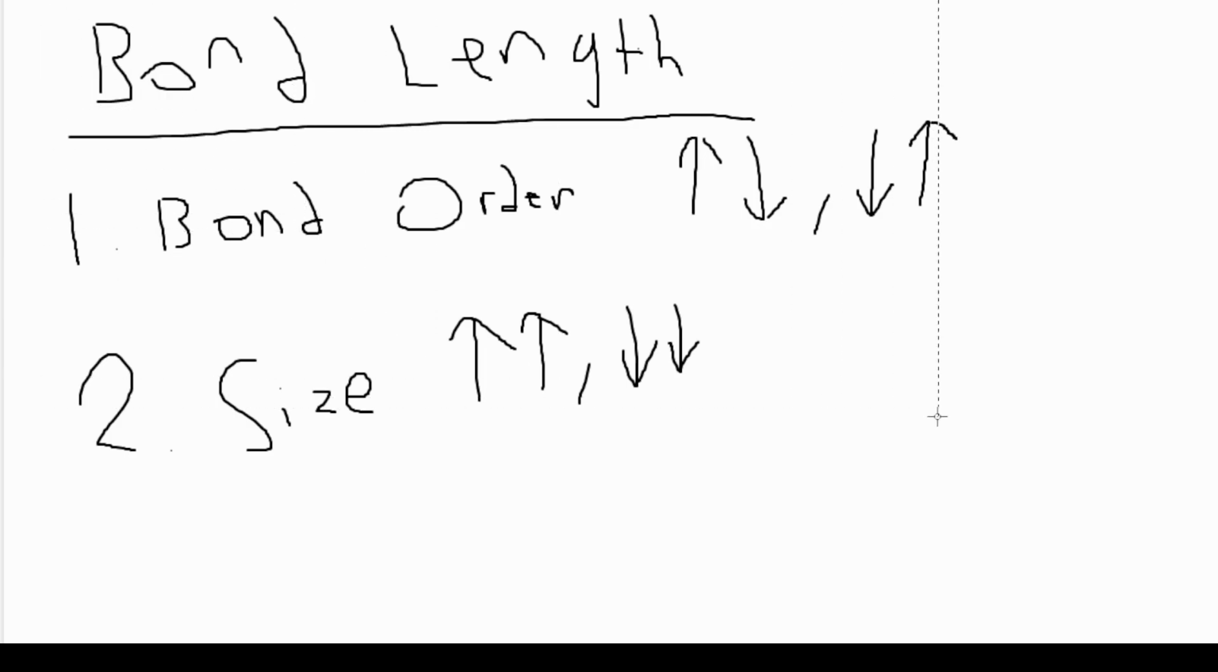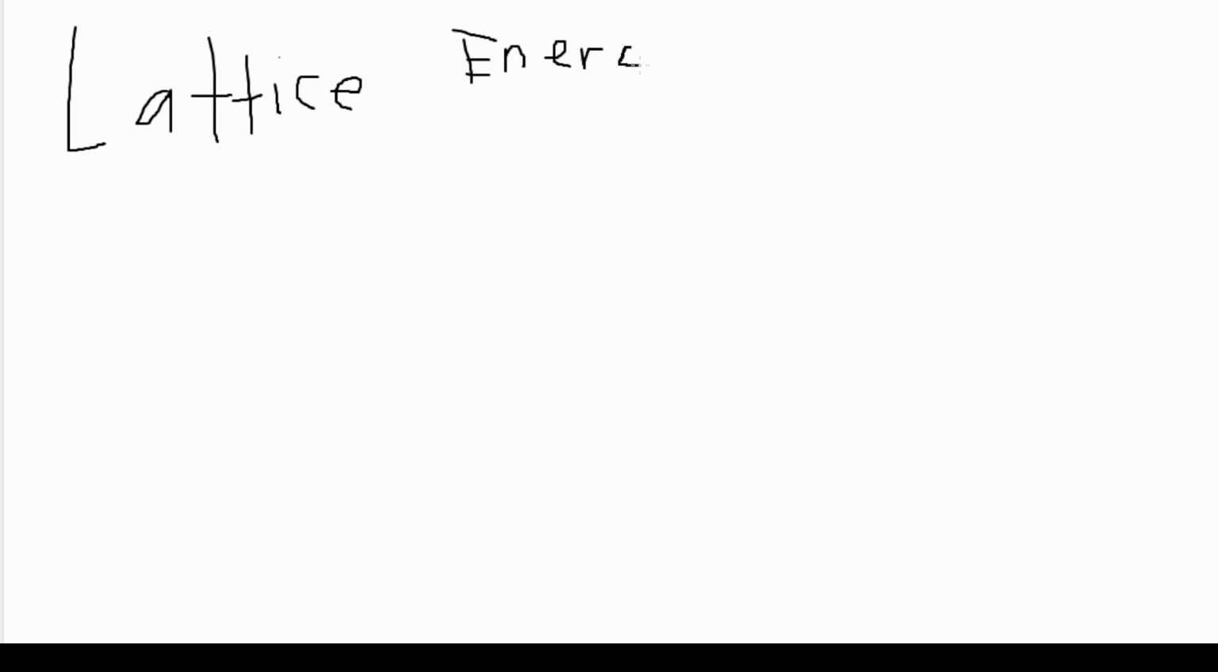Okay, cool. The other thing in this topic is lattice energy. Lattice energy is bond energy for ionic bonds. So you have bond energy, which is for covalent bonds, and then you have lattice energy, which is for ionic bonds.